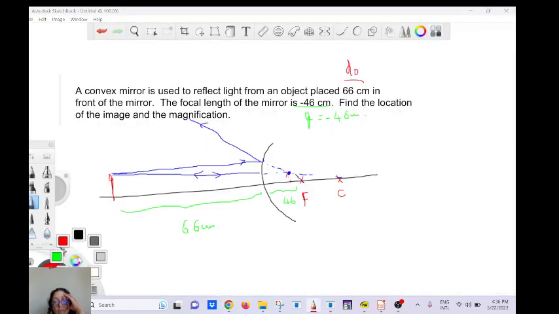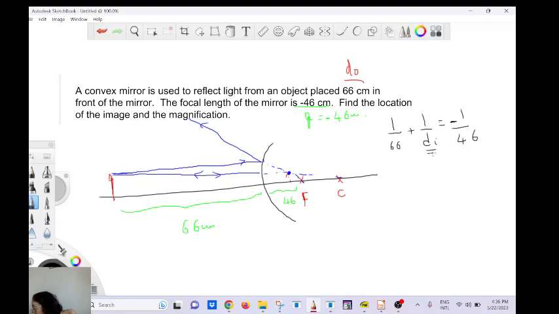Okay, so I'm going to use the equation. I'm going to have 1 over 66 plus 1 over d sub I equals minus, don't forget the minus, 1 over 46. And you solve for d sub I. We did that together a lot, so I'm just giving you the answer. Of course, you can pause the video. You should always pause the video and make sure you get it right. So minus 27 centimeters. So here you have 27. Okay, not a bad drawing.